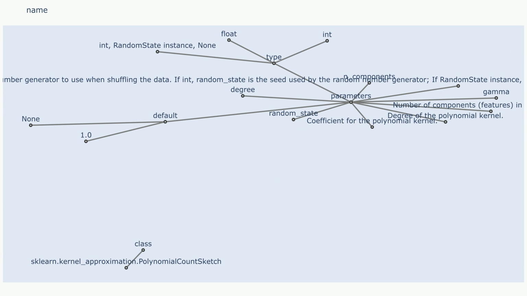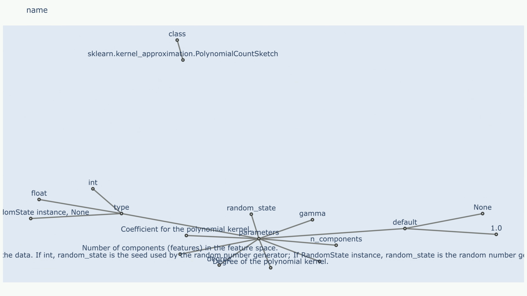8. Conclusion. PolynomialCountSketch is a valuable tool for efficiently approximating polynomial kernels in high-dimensional data. By leveraging hashing and counting techniques, it allows for the use of kernel methods with reduced computational cost and memory requirements. However, it's important to be aware of the inherent approximation nature of the method and to carefully select the hyperparameters for optimal performance.